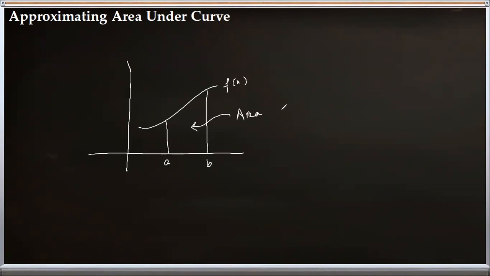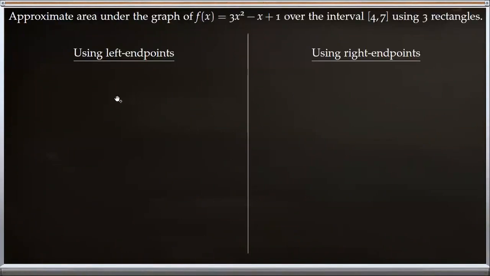And from our other video, we know that this area will be the value of the definite integral from a to b of f of x. So first, let's look at this example. Here we want to look at area under the graph of f of x equals 3x squared minus x plus 1 over the interval 4, 7, using three rectangles. When we are given an interval like that, we mean from x equals 4 to x equals 7.